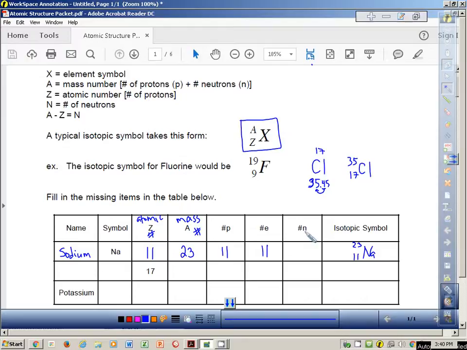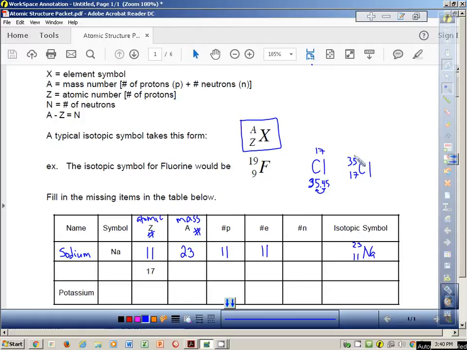To find the number of neutrons, up here it tells you that the mass number is the number of protons plus the number of neutrons. So if we want to find the number of neutrons, what we're going to do is the mass number minus the atomic number. This is a little bit confusing. I'm using somebody else's worksheet in order to do this, but we're going to do mass number minus atomic number.